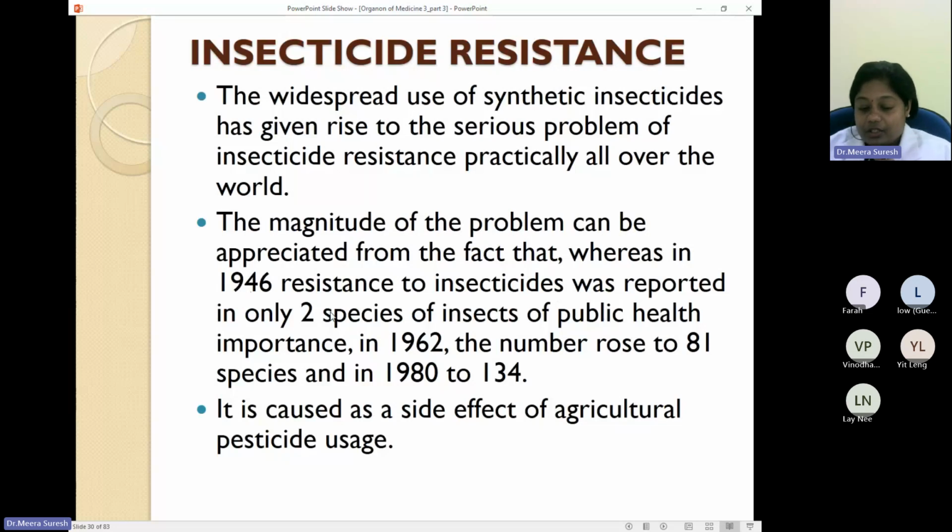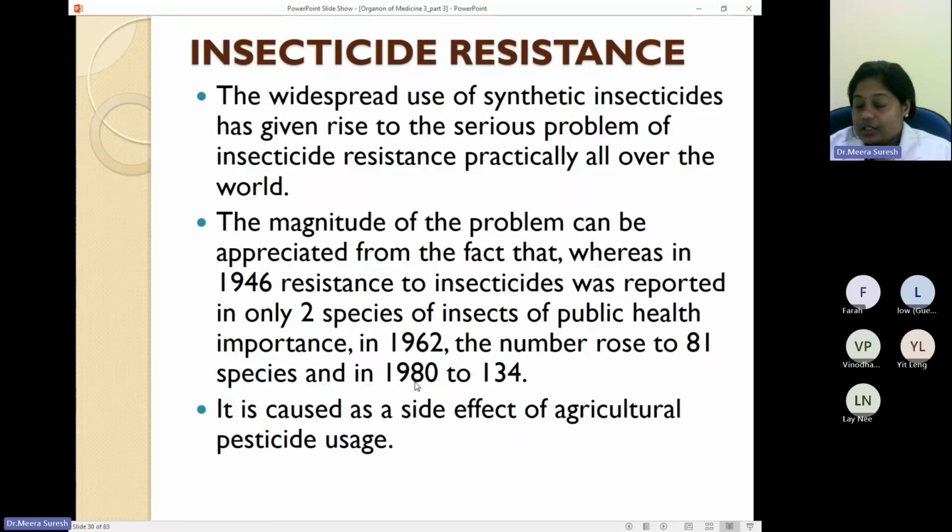Remember, all of these began to be started using DDT. It was synthesized only in 1874, and from 1874 to 1946, how many years might that be? Around 70 to 75 years. So in that gap, there were only 2 species of insects which were resistant to the insecticides. But in 1962, after maybe 15 years, the number rose from 2 to 81.